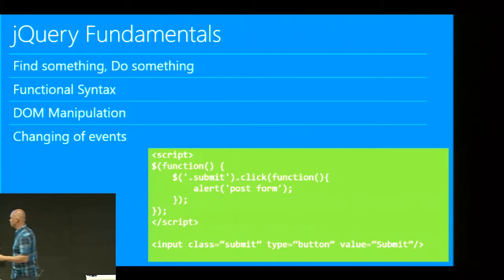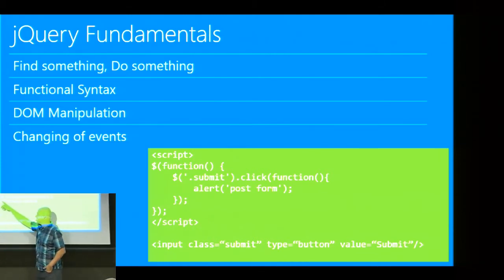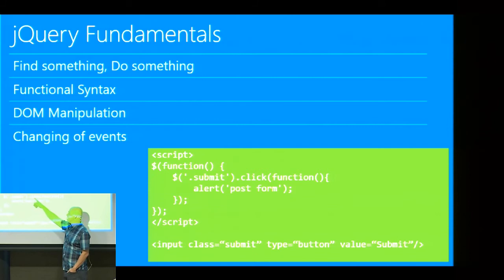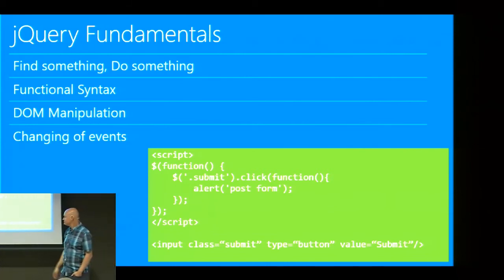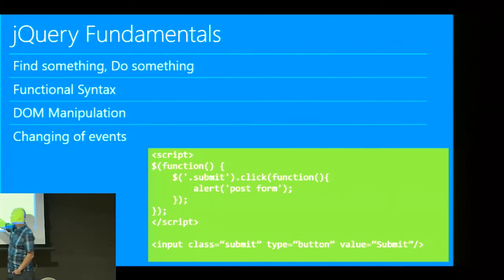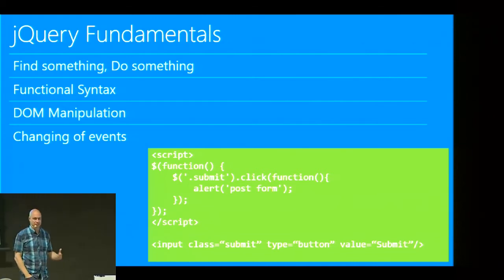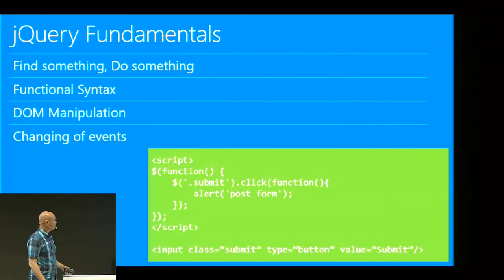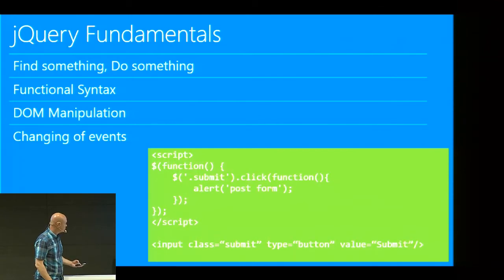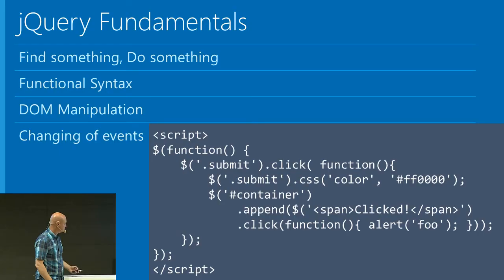Here's slightly more advanced. This will find everything with a class of submit, and it'll wire up a click function that shows an alert. So the important point here is that this is not just finding one item. The dot submit will find multiple elements and wire them all up. So that's very helpful. Let's move on.